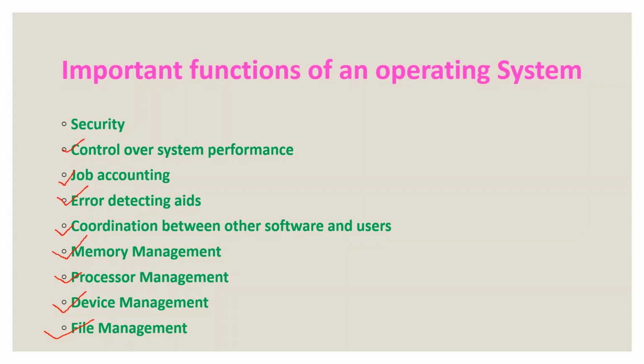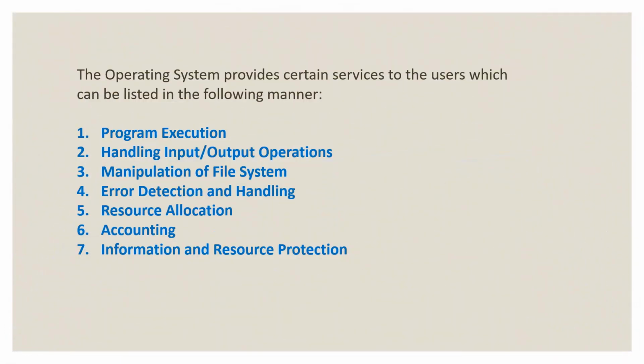Now, the operating system also provides certain services to the computer system in one form or another, and it provides certain services to the users also, which can be listed in the manner that you can see here. First is program execution. Now what does this mean? It means that the operating system is responsible for the execution of all types of programs, whether it be user programs or system programs. The operating system utilizes various available resources for the efficient running of all types of functionalities.